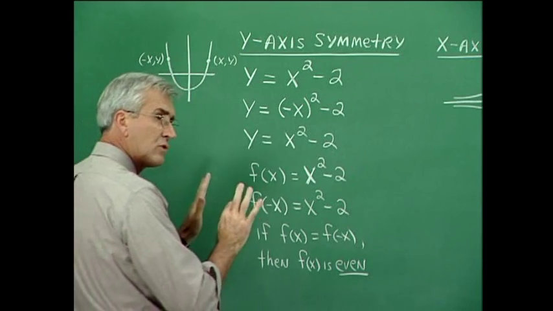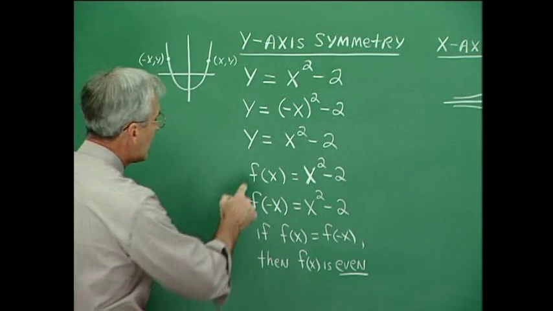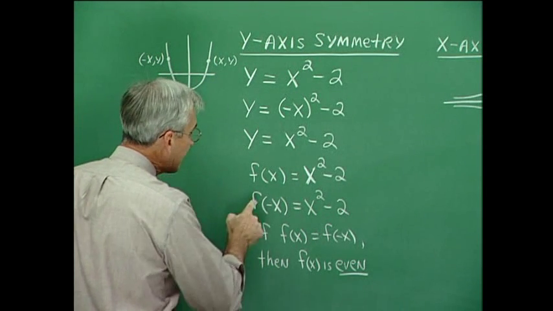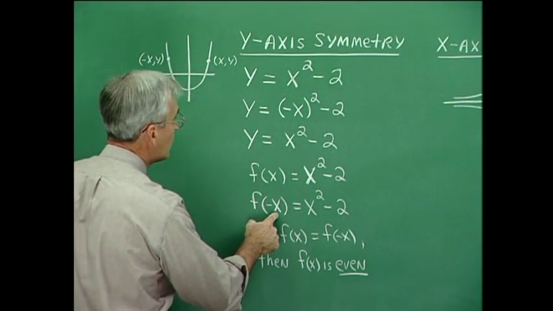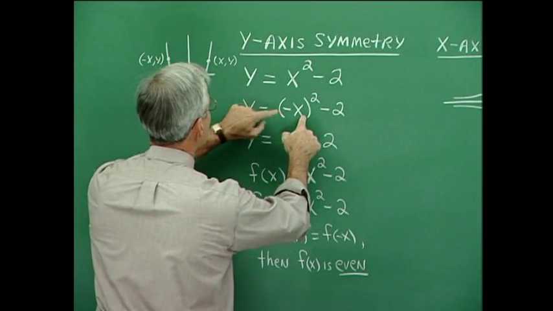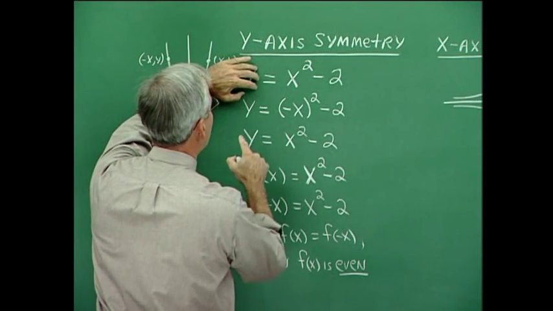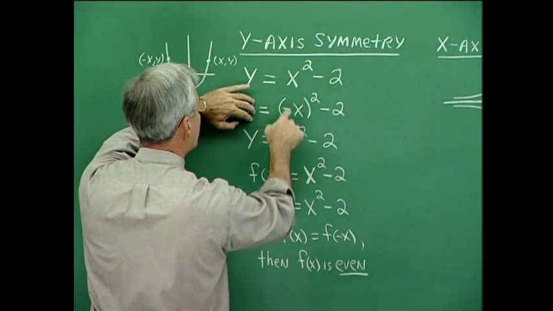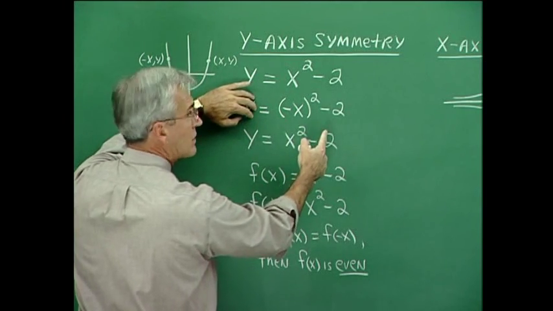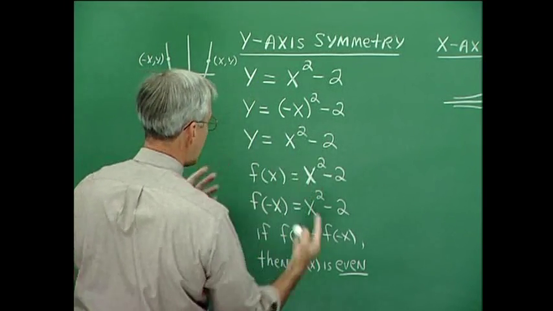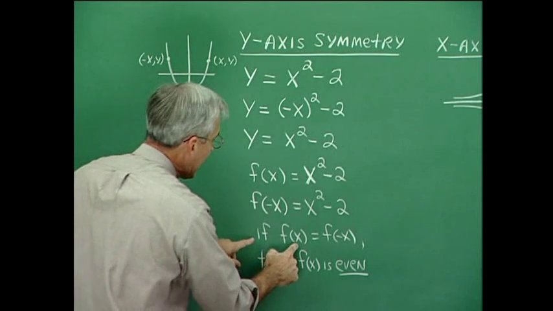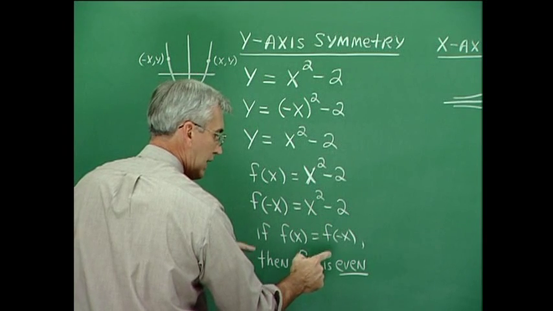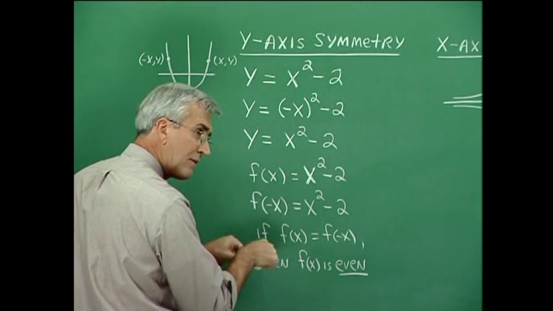Now look at it in terms of function notation though. f of x is x squared minus 2. f of negative x, you see, what do we have right here? If we're talking about f of x for this, then when we replace x with negative x in the same function, this is really f of negative x. And f of negative x turns out to be the same thing as f of x. And if f of x is equal to f of negative x, then we have an even function. Then f of x is an even function.